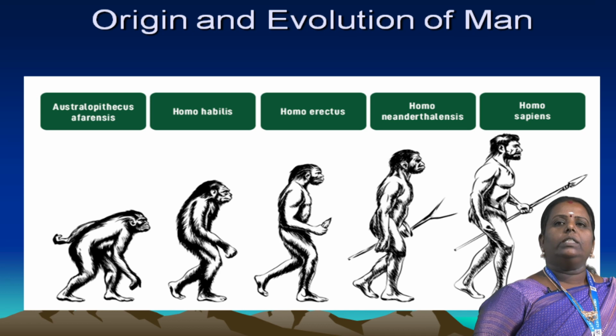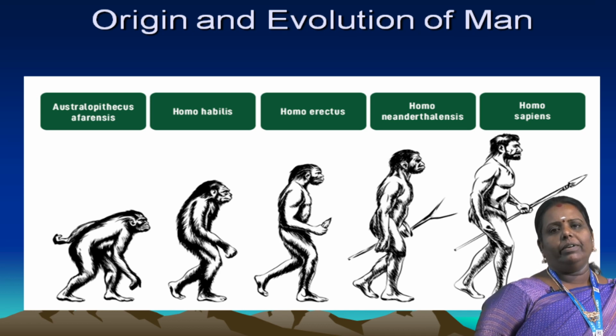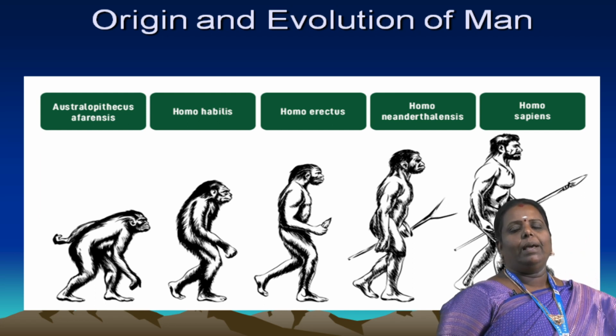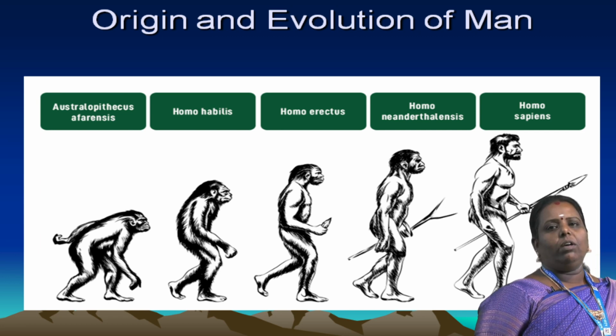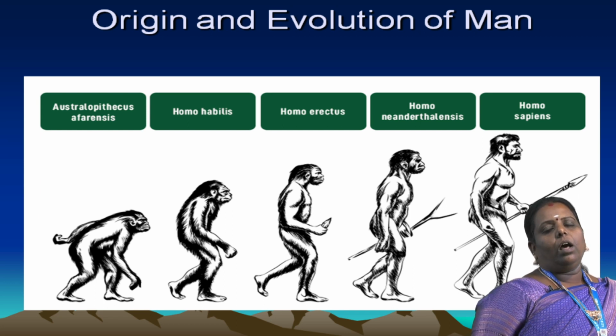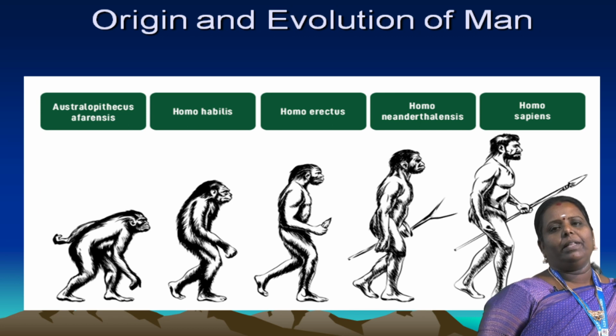Topic: origin and evolution of man. This topic also tells us about ourselves. That is a very interesting topic. We have to know about ourselves, the evolutionary significance of how man developed. Normally you know very well where the human being developed from, that animal.